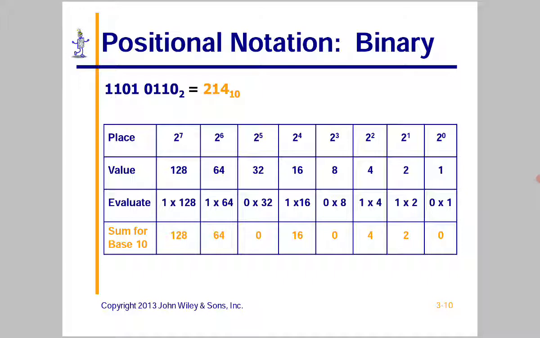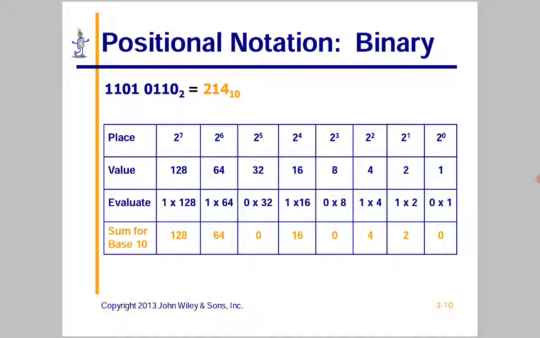Now positional notation for binary number systems. How to use the positional number system? Take a binary number, 1101 0110, and find its decimal equivalent. The base or index value of the binary number system is 2. Taking from the extreme right digit, 0 into 2 power 0, then 2 power 1.